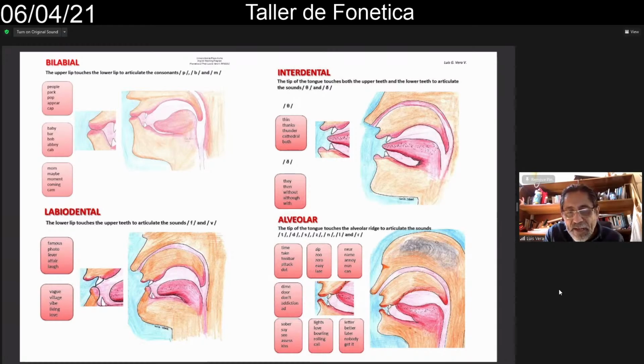Después tenemos dime, door, ya. Sober, say, see, assess, kiss. Y ahora fíjense, esto es zzz. Todo esto, miren: zip, zoo, zero, easy, lazy, es lazy con z. Esa no existe en el español.